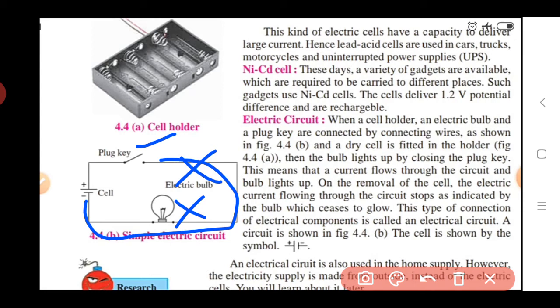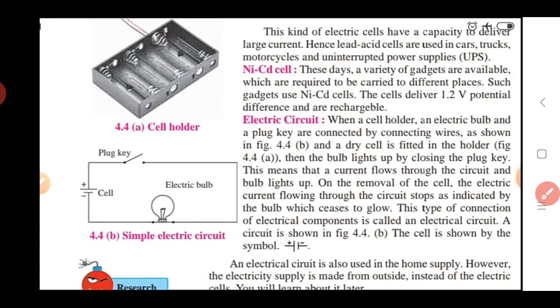So the cell is represented by this symbol, a plus minus sign between these two lines. The plus line is a vertical line, longer in height, and for the negative sign the vertical line is shorter. So it is the sign for representing the cell. This type of connection of electrical components, that is cell, plug key, electric wires and bulbs, connected to one another in such a manner, is called an electrical circuit.